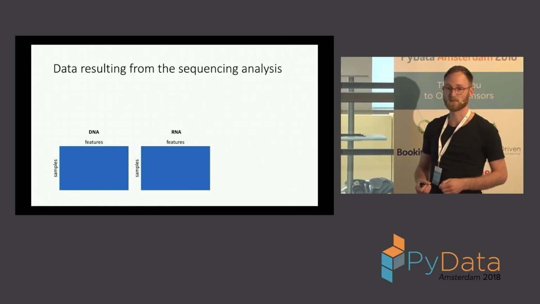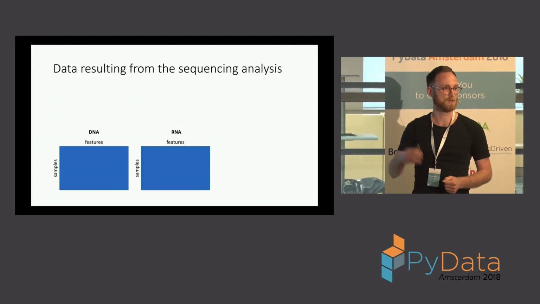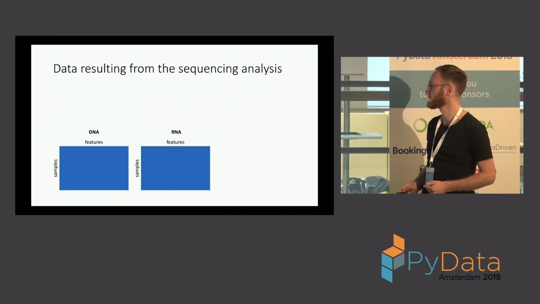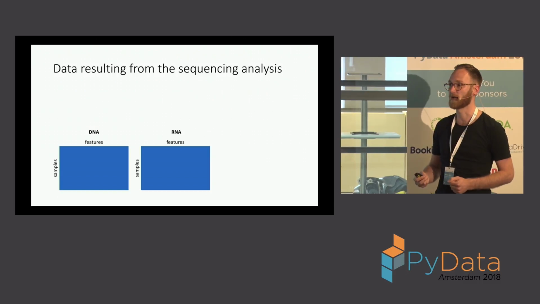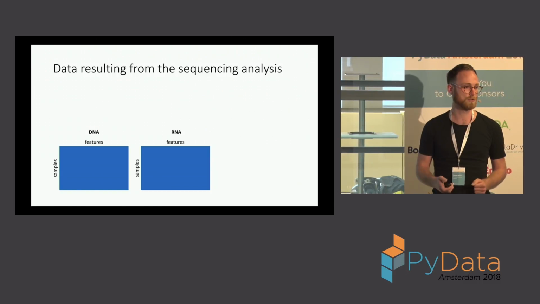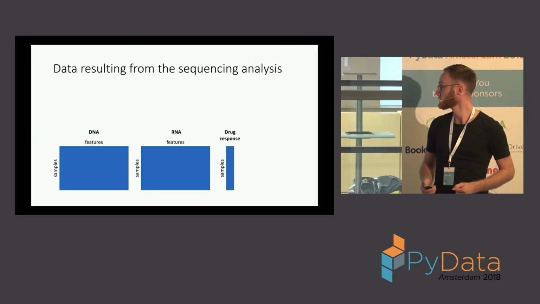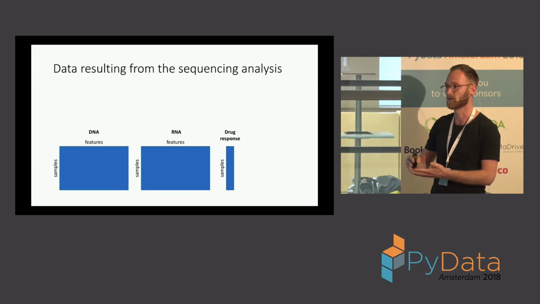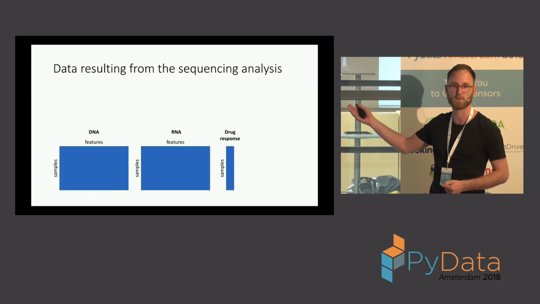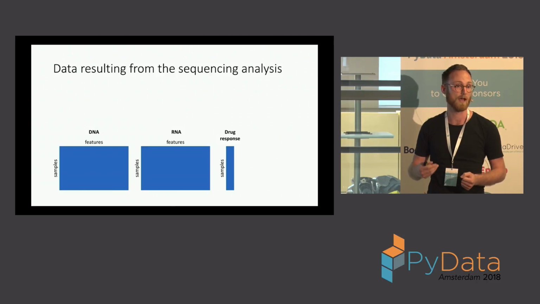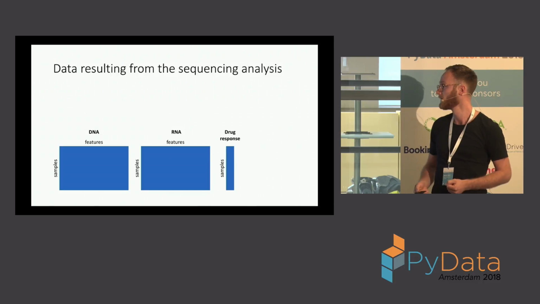So what this gives us is basically two feature matrices with samples on the rows and features on the columns, one for DNA and one for RNA. And as Julian has alluded to, we want to relate those to treatment response or drug response. So on the same set of tumors, we also have some form of drug response. Typically, we have a continuous measure, namely the concentration at which the tumor starts to respond.